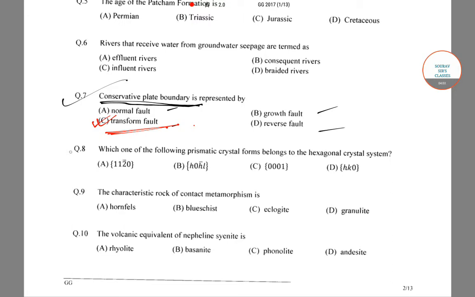Now the second question is question number 8. What they say: which one of the following prismatic crystals belongs to the hexagonal crystal system? First we go for option A. Okay, because we can describe it as a crystal with small additional faces, like what they said here, 1120. That's the structure. So the diagram will be like this.